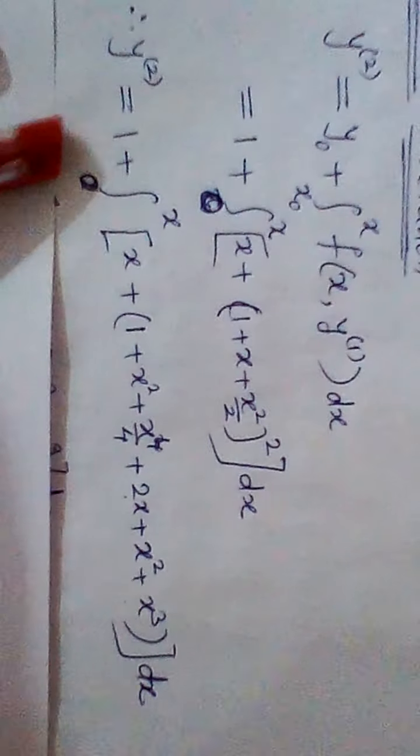So let us evaluate the square. We get y2 is equal to 1 plus integration from 0 to x of the expansion, so let me now talk about the square. 1 square is 1, x square, then x square by 2 squared gives you x raised to 4 by 4. Now double of the product of mutual terms: 1 into x, and twice of that gives you 2x. 1 into x square by 2, and twice of that gives you x square. And x into x square by 2, and twice of that gives you x cube.